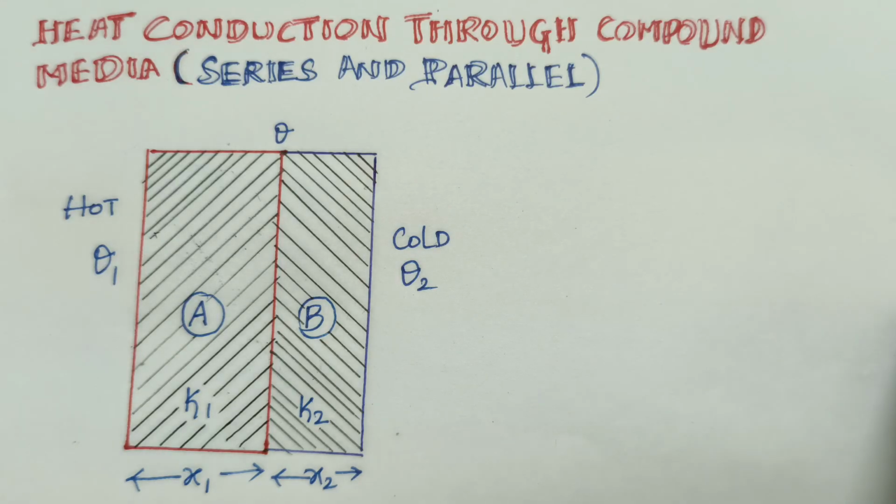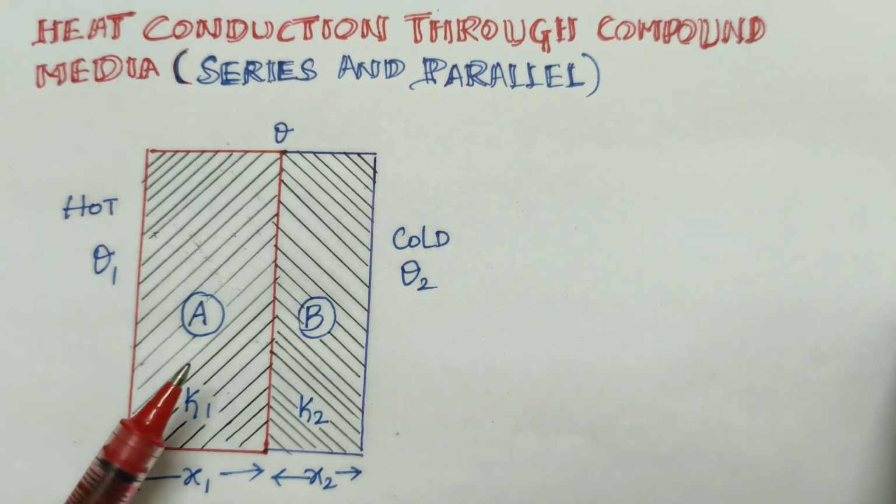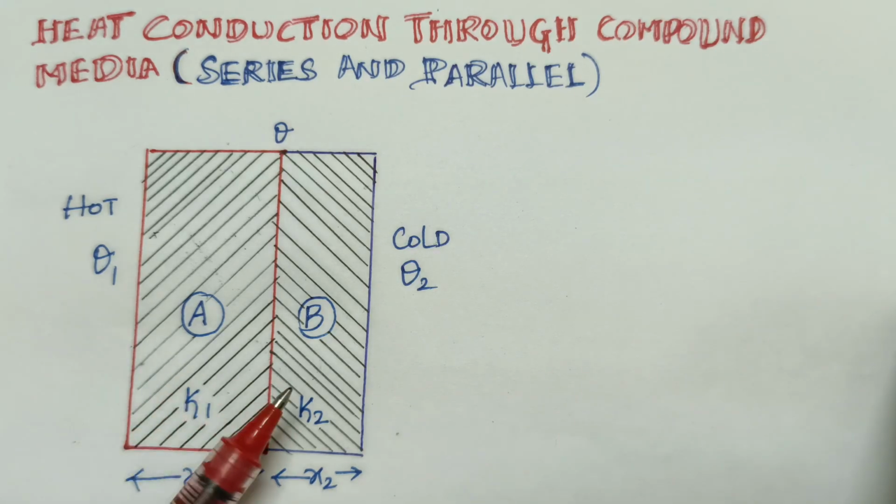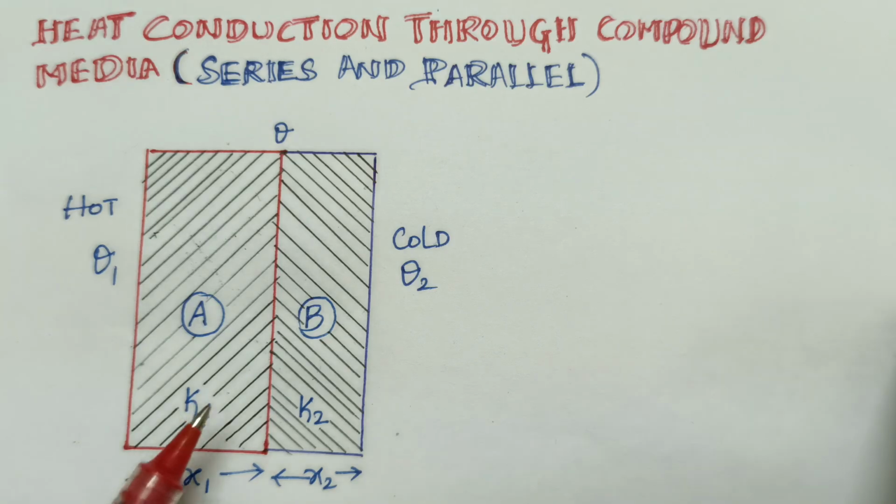Today we are discussing heat conduction through compound media, series and parallel. Heat conduction through compound medium. The compound medium is nothing but two different materials. Now the material bars are connected in series. Let us consider a compound medium of two different materials A and B with the thermal conductivities K1 and K2 respectively.